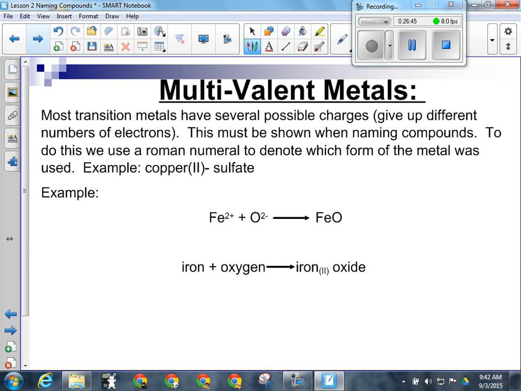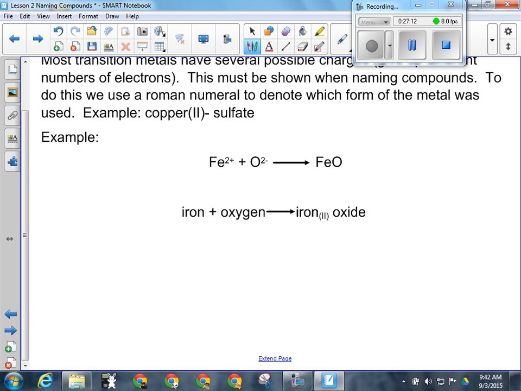We're going to run into a small problem when naming ionic compounds. The small problem has to do with the transition metals, those ones in the middle. Some of them have more than one possible charge. And we know that compounds have to come out to a net charge of 0. Looking at iron here is the prime example. I can have iron with a 2+ charge react with oxygen, which is always -2, and give me FeO, which I would call iron oxide.